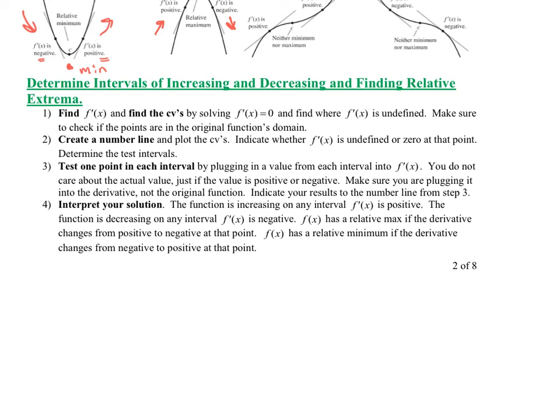We create the number line, we test 1 point in each interval, just like we did in the previous section. But the new part of this is interpreting your solution. Not only are we going to say when the derivative is positive, it's increasing, when the derivative is negative, it is decreasing, we can now also determine if those critical values are relative maximum or minimum. That critical value is a maximum if the derivative changes from positive to negative at that point, and that derivative is a relative minimum if the derivative changes from negative to positive at that point.